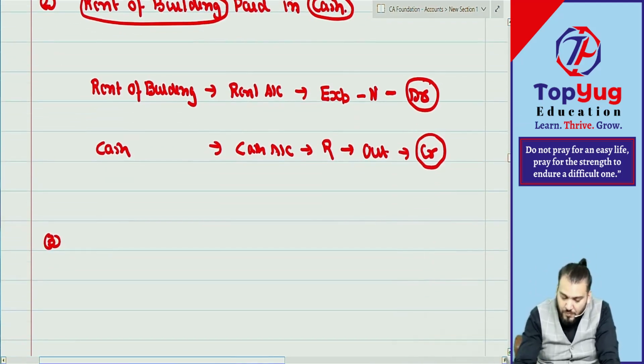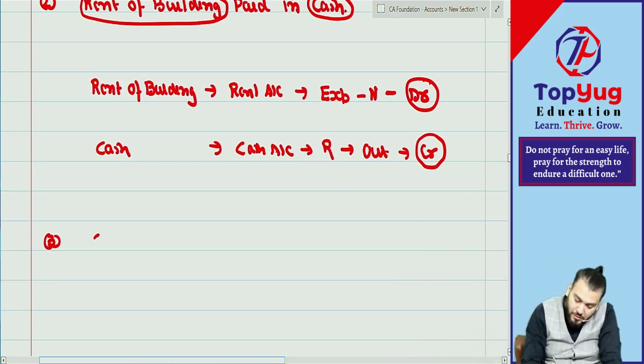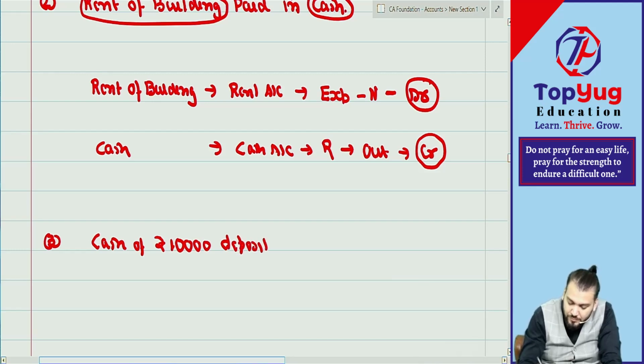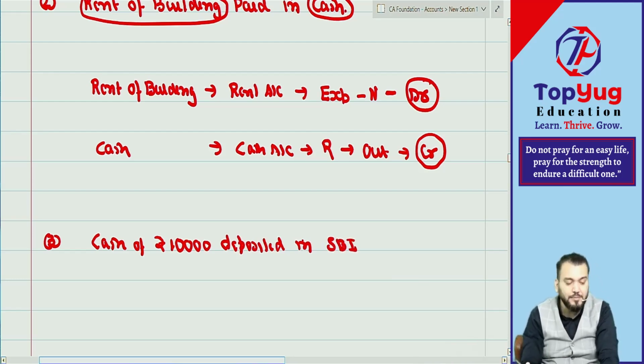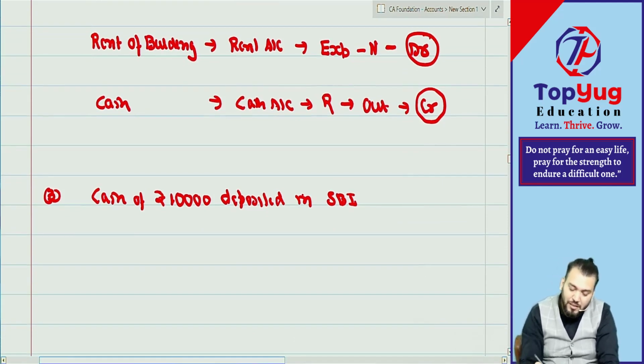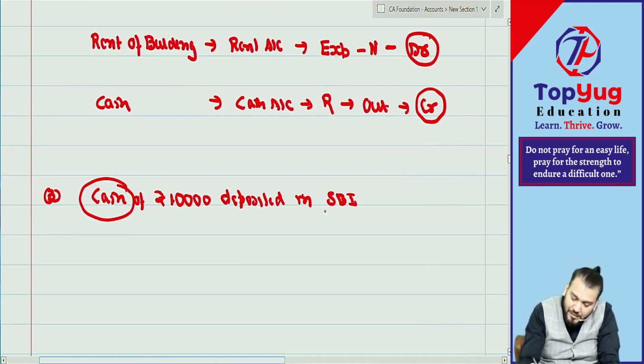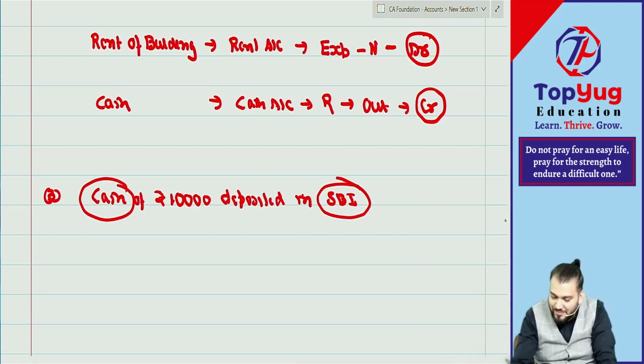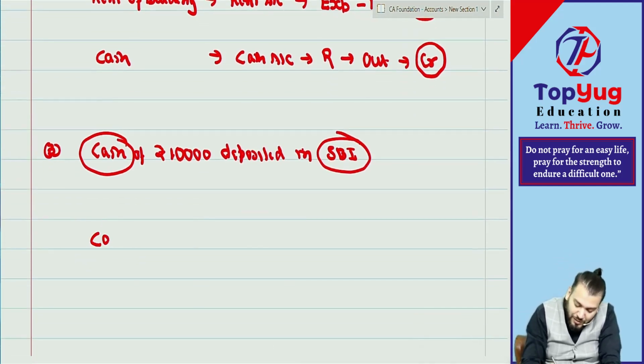Example number 3. Look. Cash of rupees 10,000 deposited in State Bank of India, SBI. Understood? State Bank of India. Correct? Tell me, what are the two aspects? Cash and State Bank of India. So can you say we will say cash and State Bank of India.